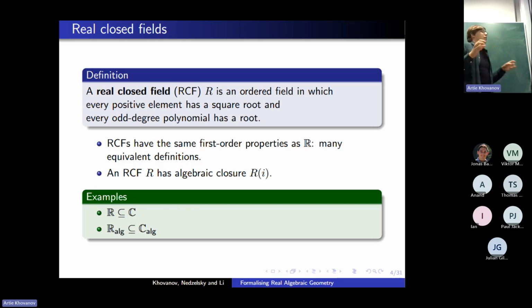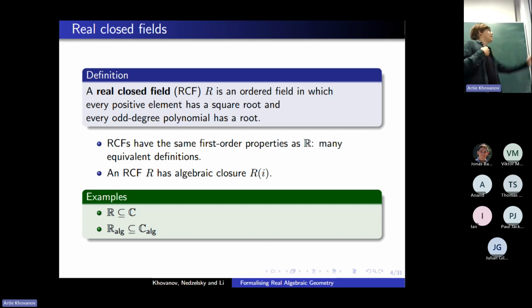But one very important property of real closed fields is that they have the same first order properties as the reals in the language of ordered fields. And this means that real closed fields will have, as Michael will talk about later, very many possible equivalent definitions you could take. So there's this definition here, which reflects algebraic closure in some sense. Some of our polynomials definitely have roots, but some of them might not.